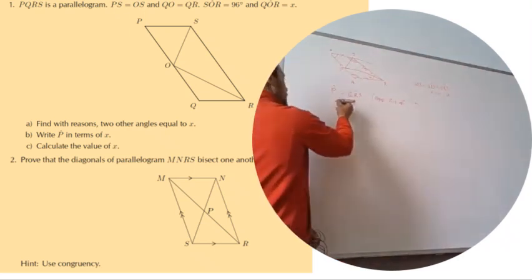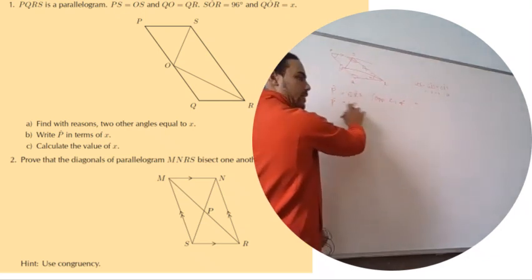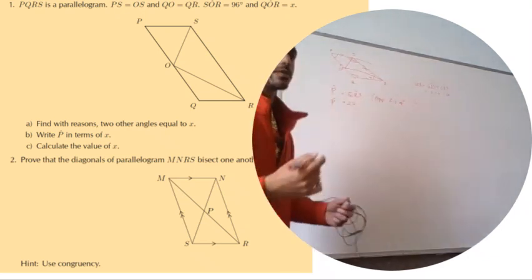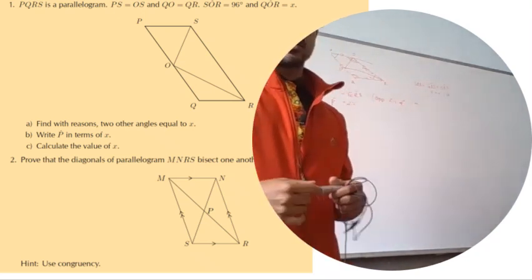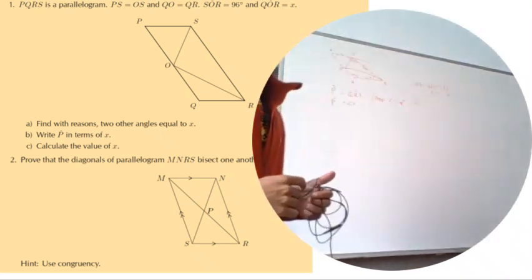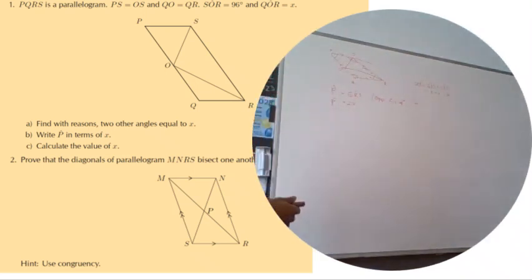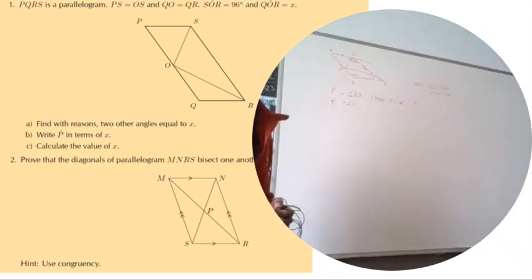And now we can say, if angle QRS is equal to 2x, angle P is also equal to 2x. And that's actually what they were looking for in that question. So there's your answer at question number 2B. Now they ask you to calculate the value of x.